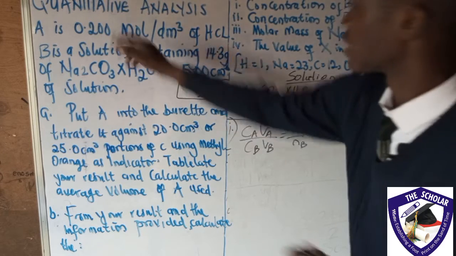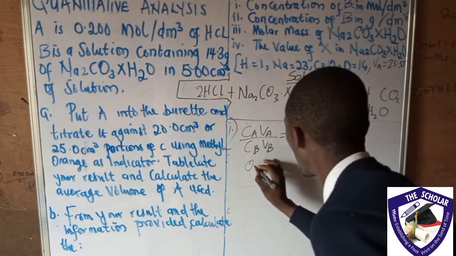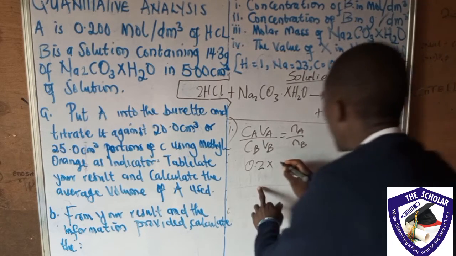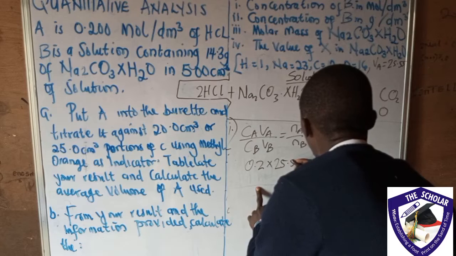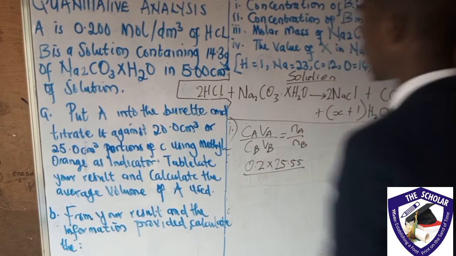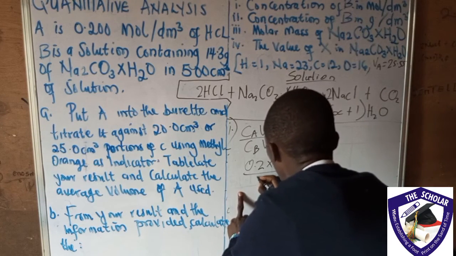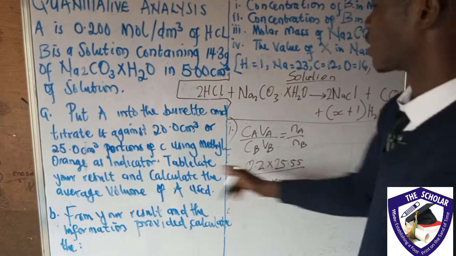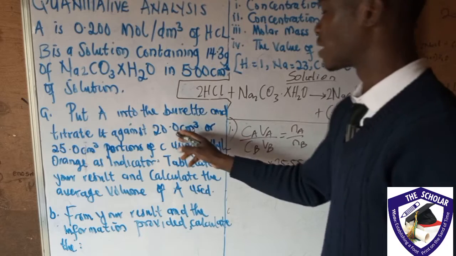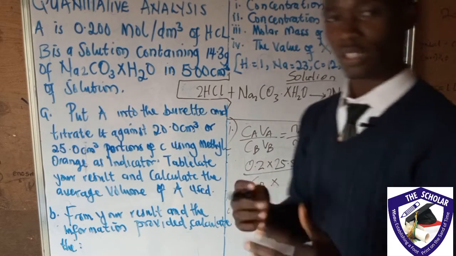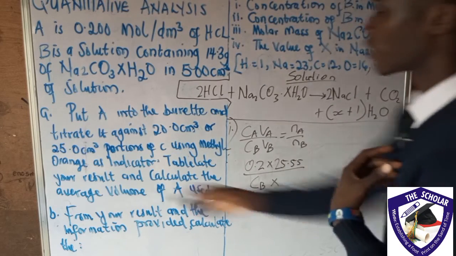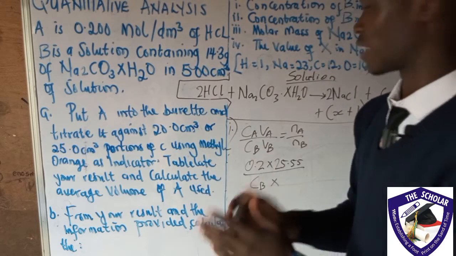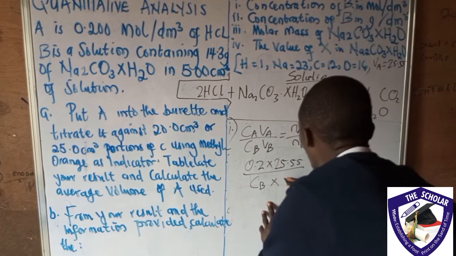So let's input our values. Our Ca is what? 0.2. So we have 0.2 times our Va, 25.55, all over our Cb. That's what we are looking for. Our Vb, you can either make use of 20.0 centimeter cube or 25.0 centimeter cube, but I will be making use of 25. You can try this on your own and make use of 20. We'll be getting the same answer. 25.0 centimeter cube.